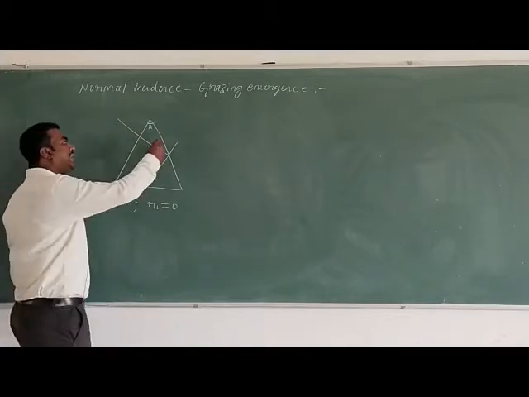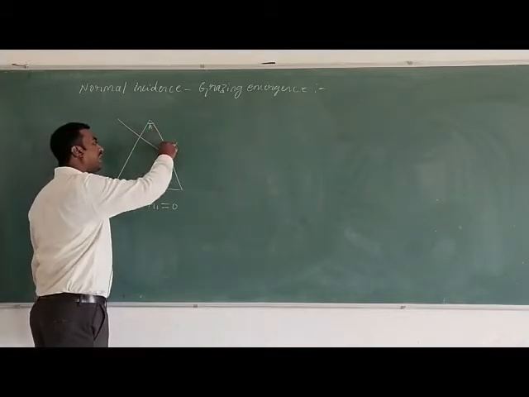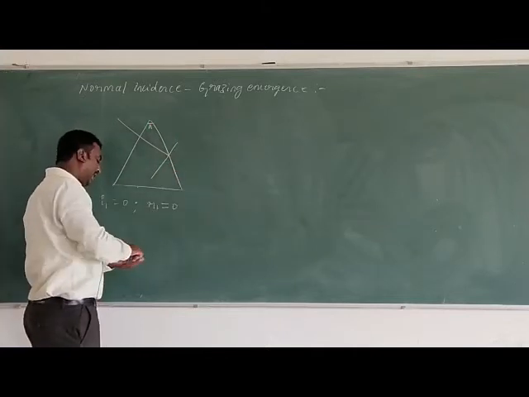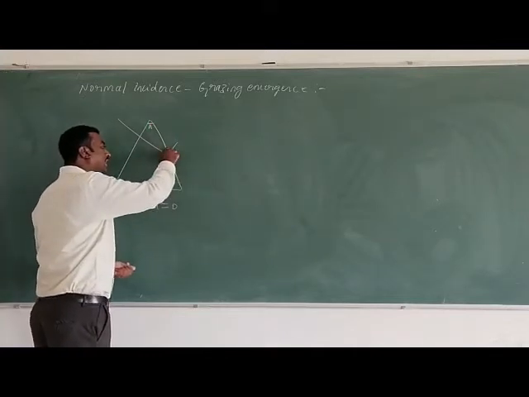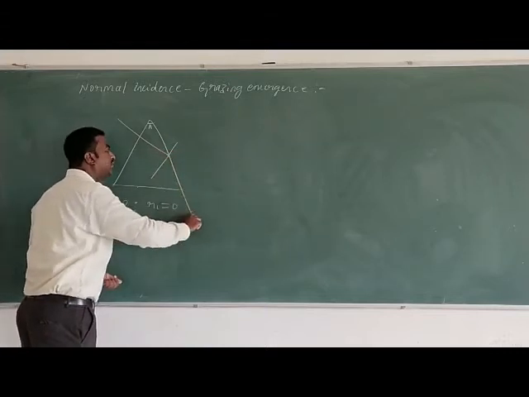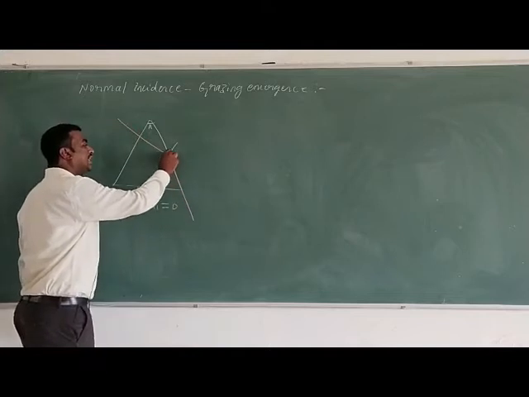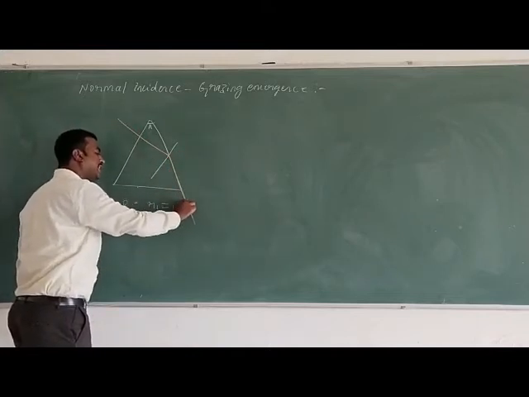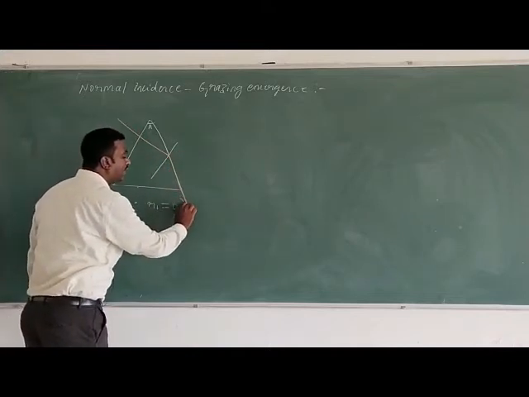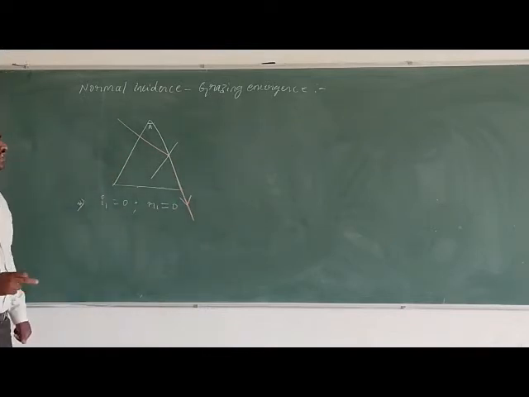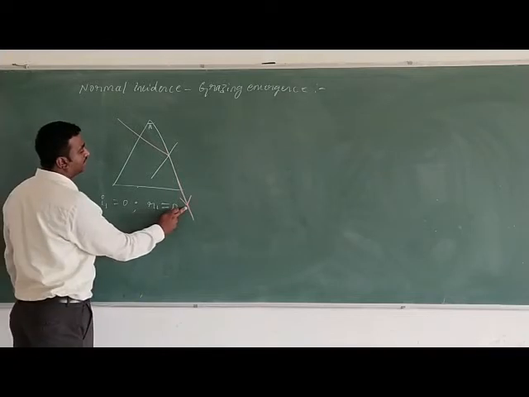Here, when the light ray is incident normally on the second refracting surface, this light ray emerges with grazing emergence. So here, normal incidence and grazing emergence means the light ray incident on the second surface grazes that refracting surface of the prism.